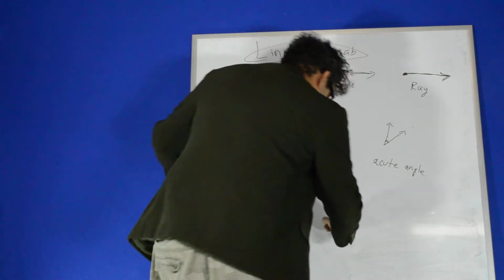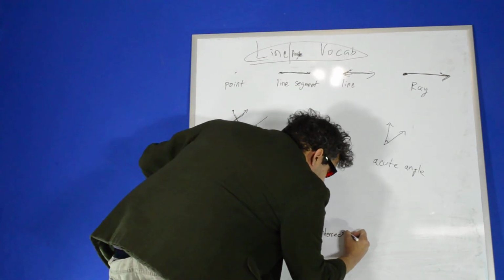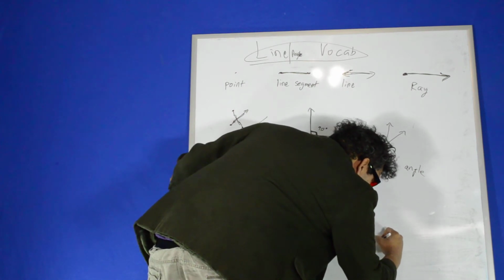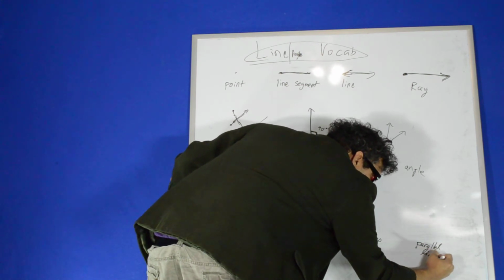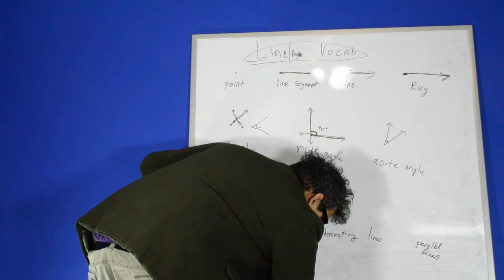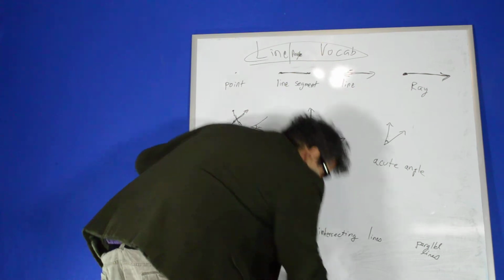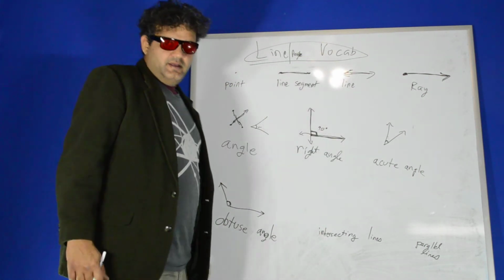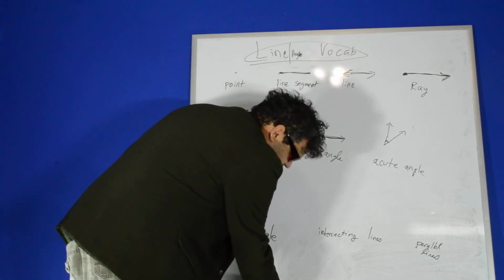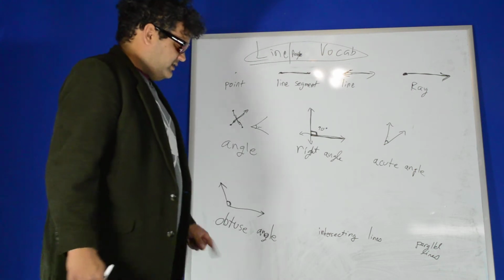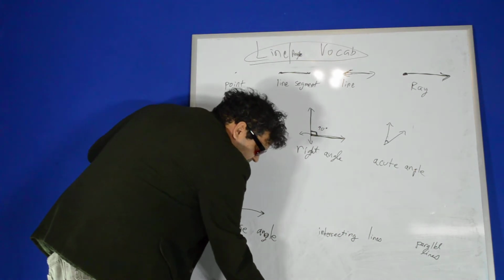Alright, so intersecting. Parallel. And perpendicular. Alright. I think I spelled perpendicular wrong. That's a tough word. I think there's an E there maybe. Perpendicular. I think it's an A there is what I thought first. Who knows? Alright.